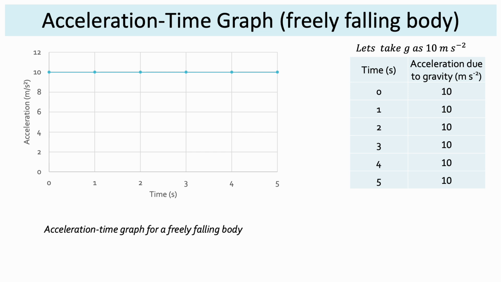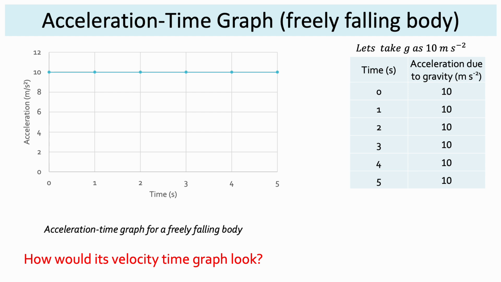For a freely falling body, acceleration is constant. Let's take g as 10 meters per second squared. The acceleration time graph is a horizontal line above the axis. If we calculate the area under this line for each 1 second interval, we can get the change in velocity for that period. So how would its velocity time graph look?